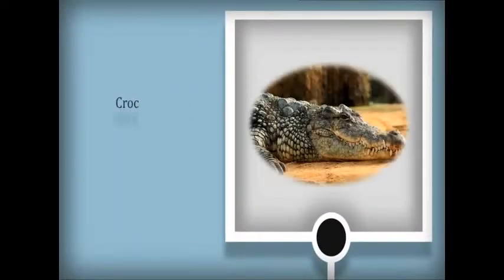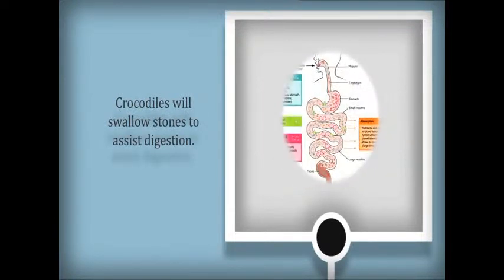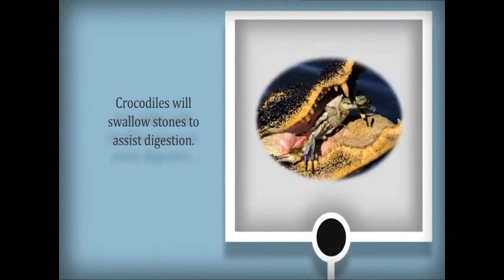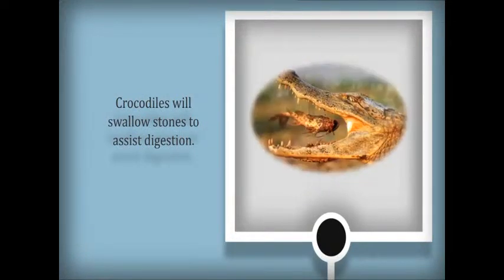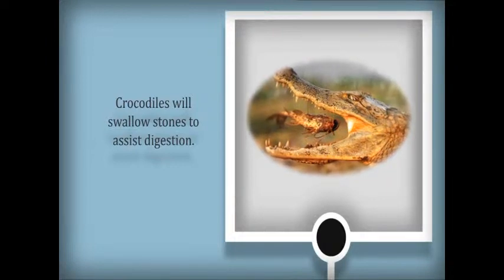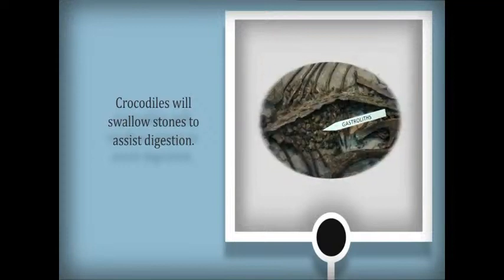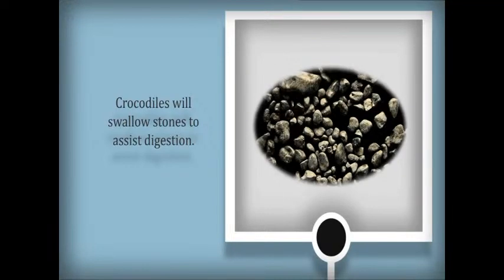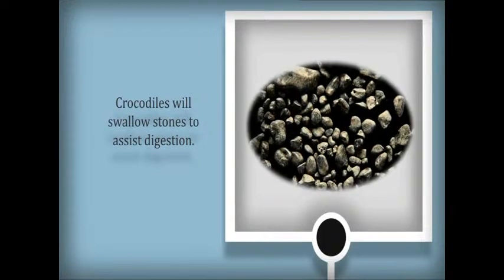Did you know that crocodiles will swallow stones to assist digestion? Crocodiles will sometimes swallow stones to assist with digestion, as having stones in their stomach helps to crush and grate their food. This is particularly useful as crocodiles tend to consume their prey whole. A swallowed stone is called a gastrolith, and they may remain in the crocodile's stomach for years.